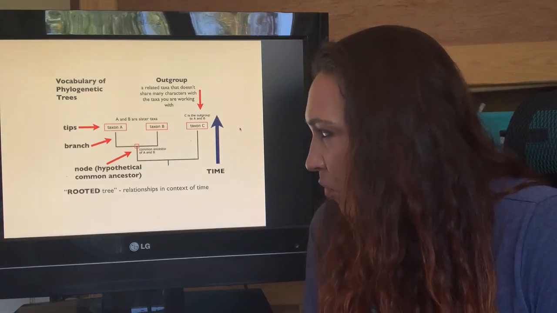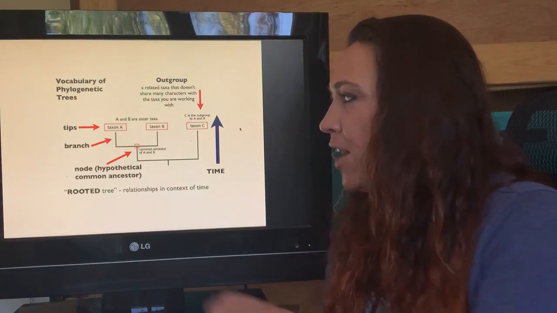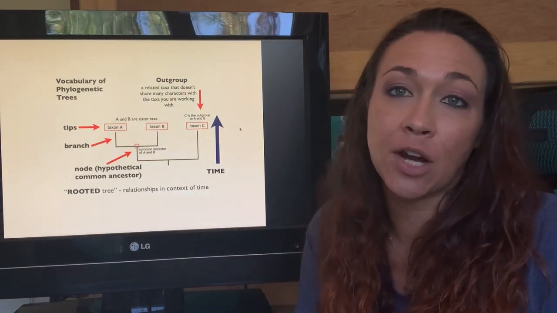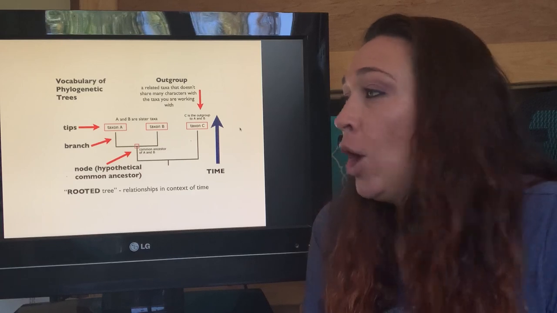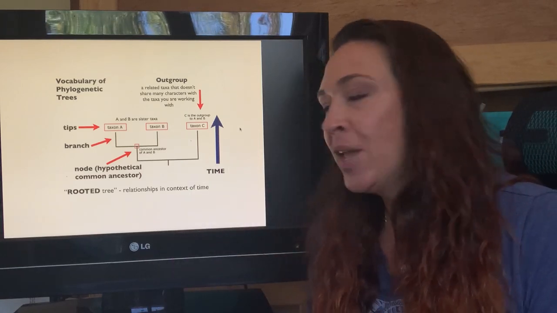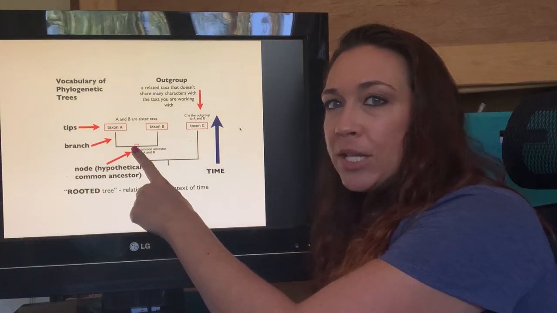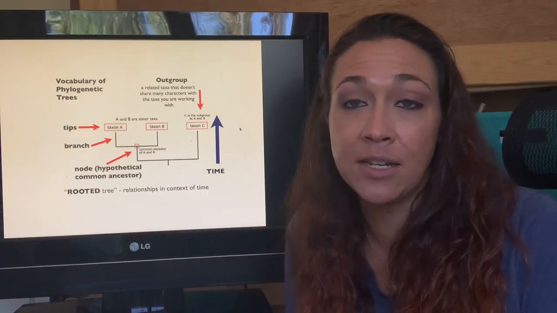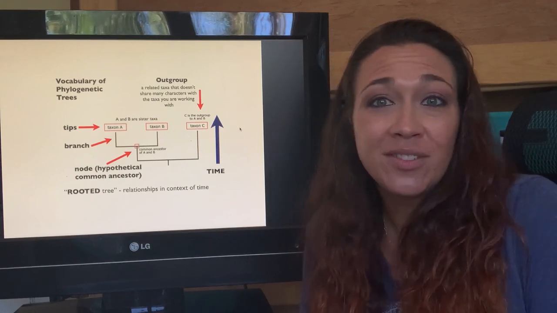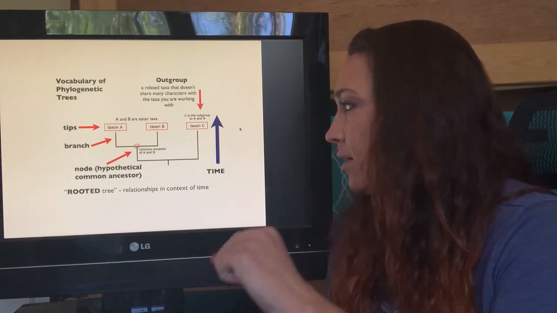Okay. So again, this node right here is some theoretical common ancestor that we believe actually existed. We don't know what it was. It's kind of like that missing link that people talk about when we talk about evolution. Just because we haven't found this little guy right here doesn't mean that he did not exist. Doesn't mean that we didn't come from him, right? We just don't know what it is yet.